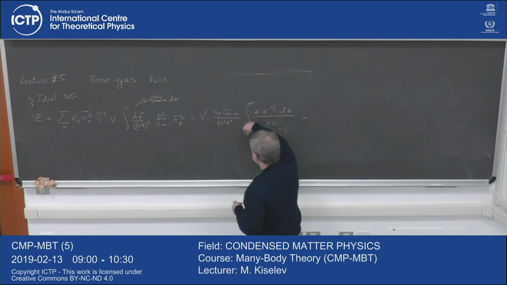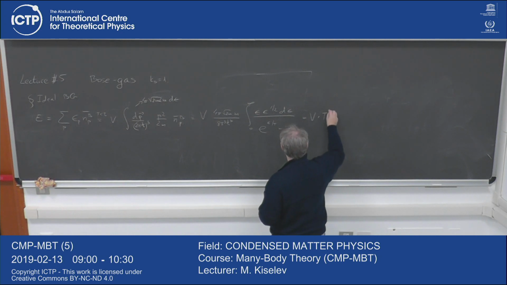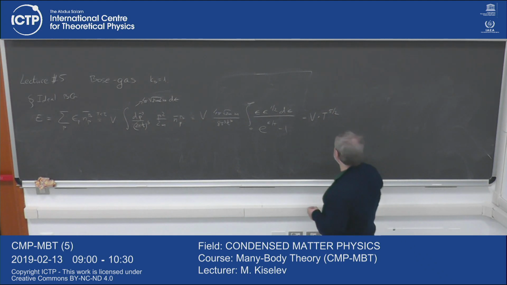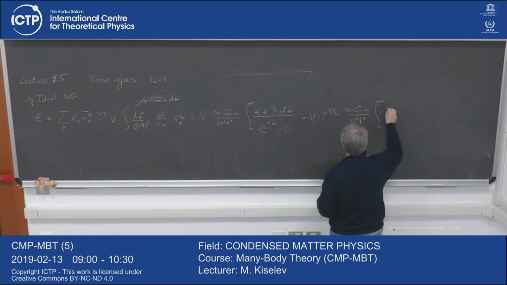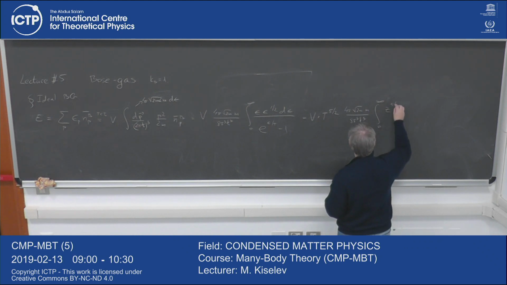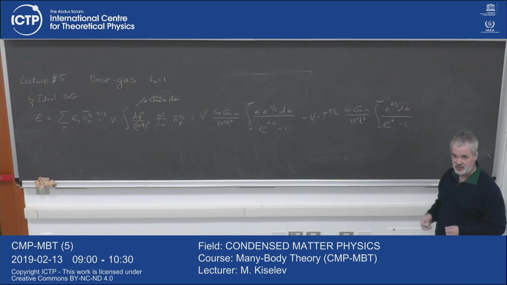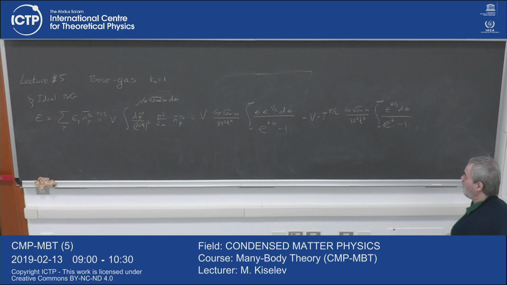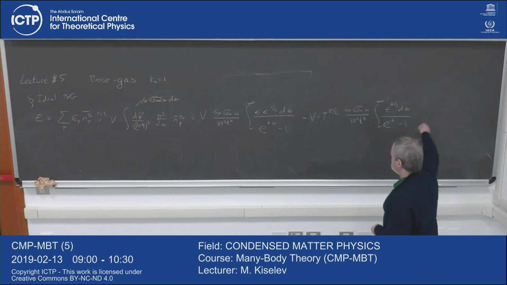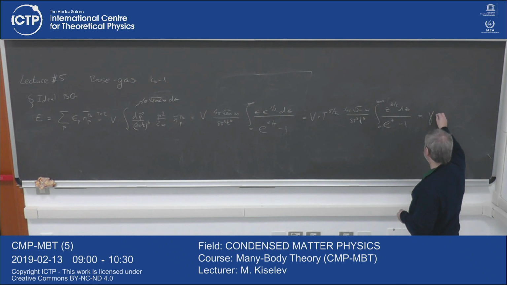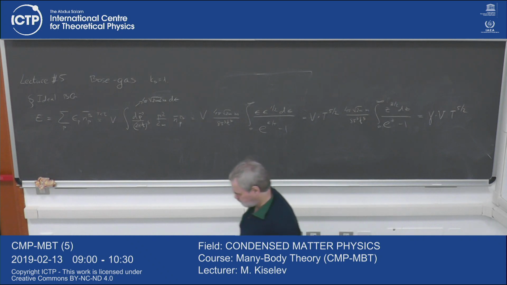Therefore, I can write it down as V times temperature to the power 5/2. This is how I make it dimensionless. It's 4 pi square root of 2m divided by 8 pi cubed h bar cubed, and here we have an integral from 0 to infinity of z to the power 3/2, dz over e to the power z minus 1. So this is again a number. Because the integral doesn't depend on anything, I made it dimensionless, so I would not care about this number. I will just write it down as some gamma times volume times temperature to the power 5/2. Okay?